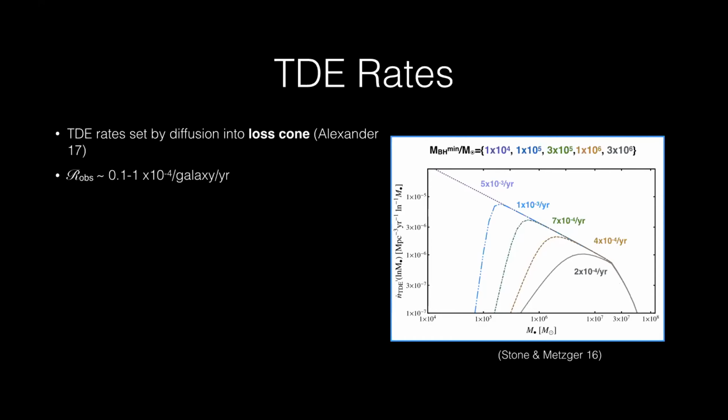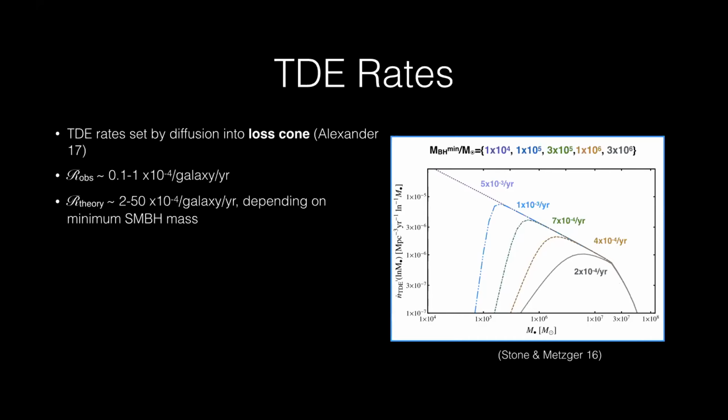Observationally, observers infer TDE rates between 1 disruption every 10 to the 4 years to 1 disruption every 10 to the 5 years in typical galactic nuclei. These rates are in modest tension with theoretically predicted rates, which are marginally consistent to maybe 1 or 2 orders of magnitude higher. And as an example of a theoretical rate prediction, I have this plot right here.